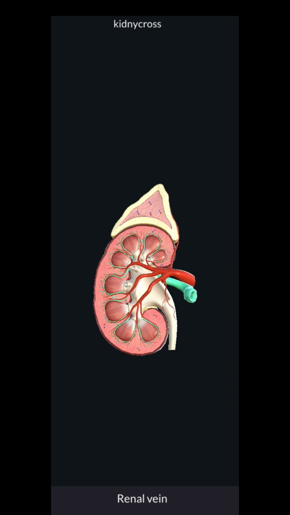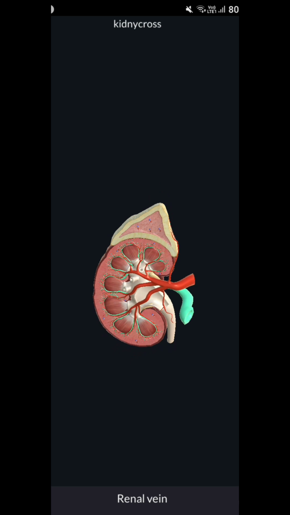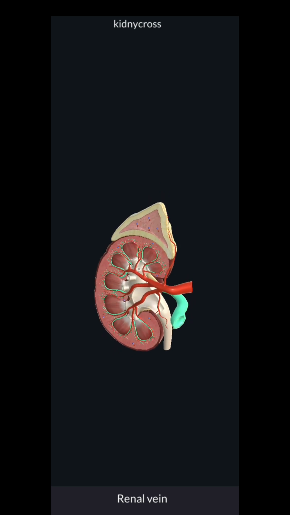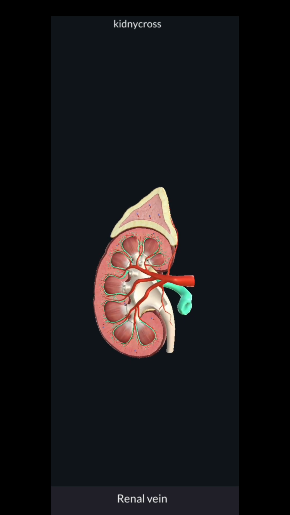Renal veins are veins that drain the kidney. They connect the kidney to the inferior vena cava. They carry the blood filtered by the kidney.